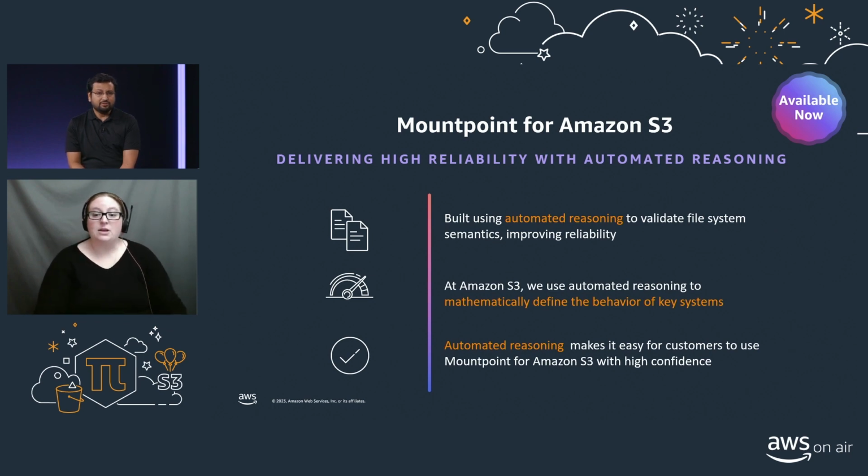Third, we make use of automated reasoning to improve Mount Point's reliability and clearly define its behavior. Engineers across S3 use automated reasoning to mathematically define the behavior of key systems and then formally demonstrate that our implementations meet these requirements. For Mount Point, we use automated reasoning to validate the file system semantics offered when mounting an S3 bucket. For example, the mapping from S3 objects to file system names is full of edge cases like keys that end with a / or keys that are not valid file names. This automated reasoning effort makes it easy for applications to use Mount Point with high confidence.